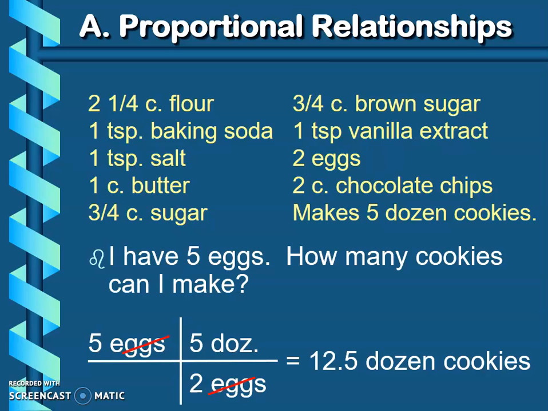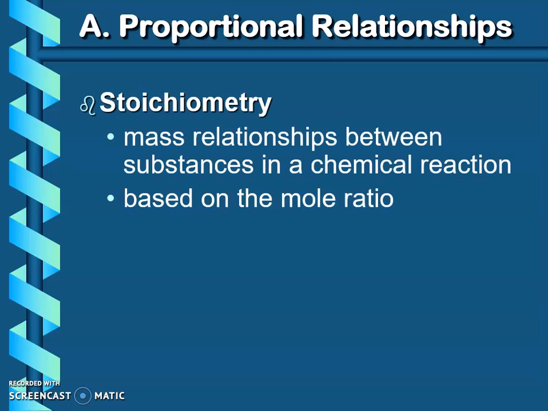12.5 dozen cookies. That's awesome. That's a lot of cookies. So now I can take 12.5 dozen cookies to the bake sale. Okay, so that's a real world example of doing stoichiometry. We're looking at the relationship of ingredients to determine an outcome. So in stoichiometry, we're going to be doing that exact same idea, but with chemical compounds. It's the mass relationships between substances in the chemical equation, and it's based on the mole ratio.